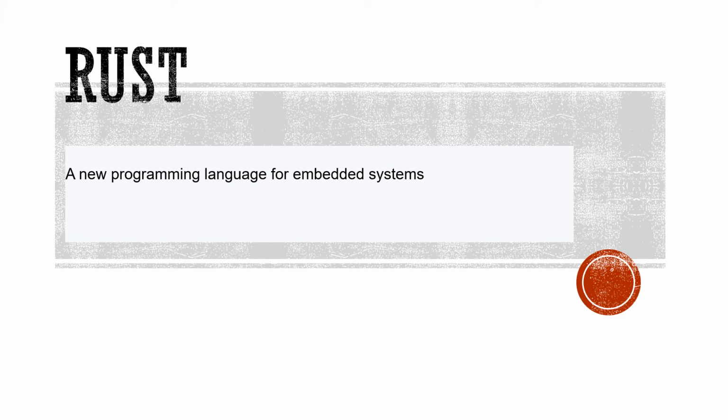Hi friends, let's look at a new language called Rust. This is developed by Mozilla Firefox, or rather started by them, and it's quite a new language which fits in for the embedded systems. You might know that for the embedded systems we have been using C and C++ for a long time now, and this is offering a new solution for the embedded systems.